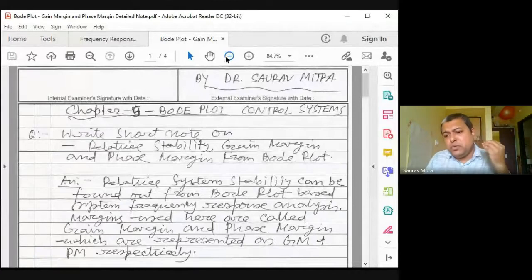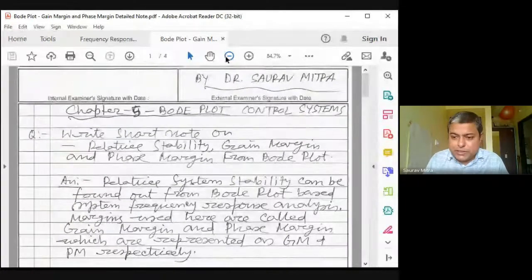But suppose it is already drawn. From there, what inferences can you draw? That is very important. Generally people only teach how to draw a Bode plot, and once it is drawn in the exam, that's it. That is not the main thing. If you are drawing a Bode plot, what can you find out from it? That is what I will tell you.